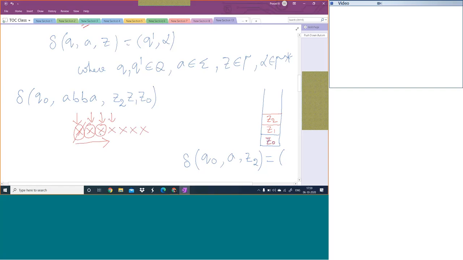The finite automata scans the input string from left to right, starting from the leftmost symbol. Every time it scans only one symbol. It cannot scan two or more symbols at a time. The same way, the PDA also scans the input string from left to right, starting from the leftmost symbol.